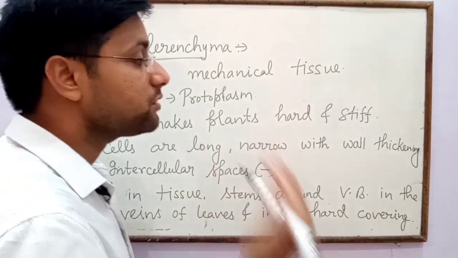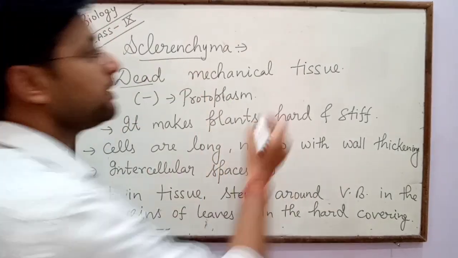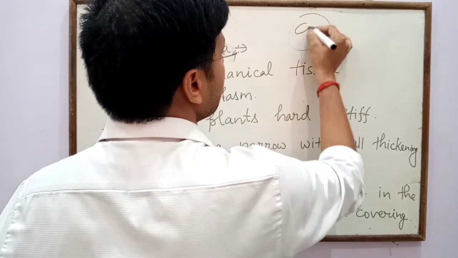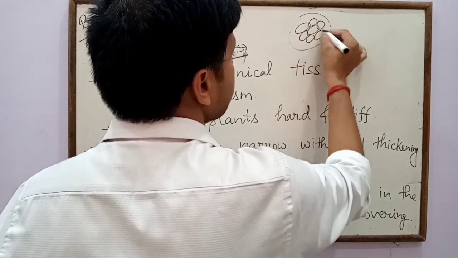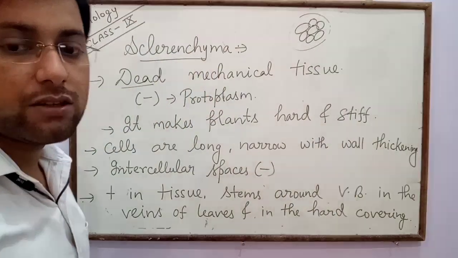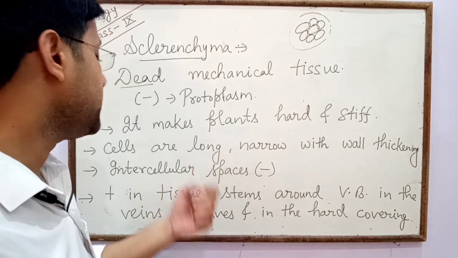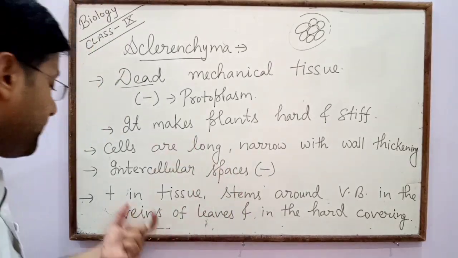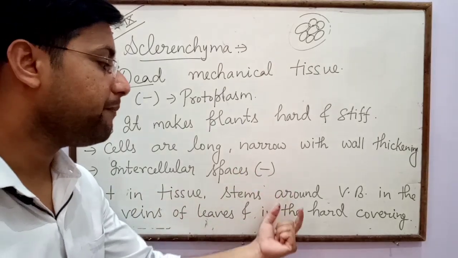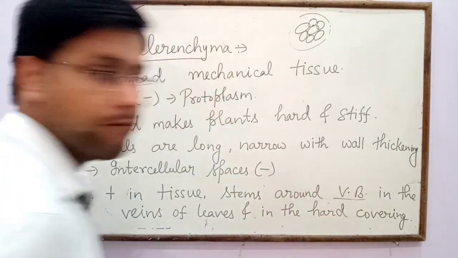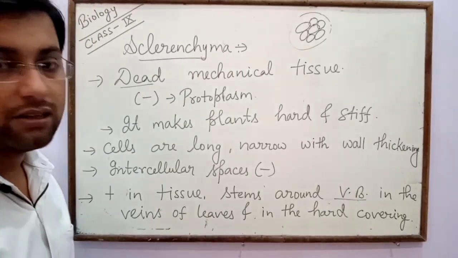Due to the thick wall in sclerenchyma, no intercellular spaces are present. So in sclerenchyma, intercellular spaces are absent, and it is present in tissues like the stem around the vascular bundle, in the veins of leaves, and in the hard covering.